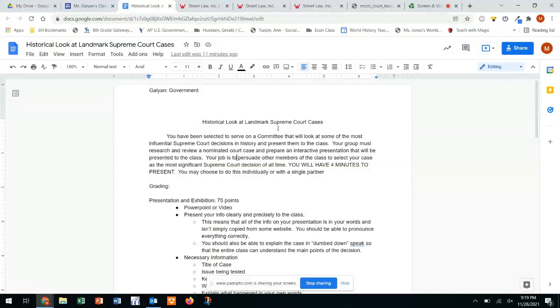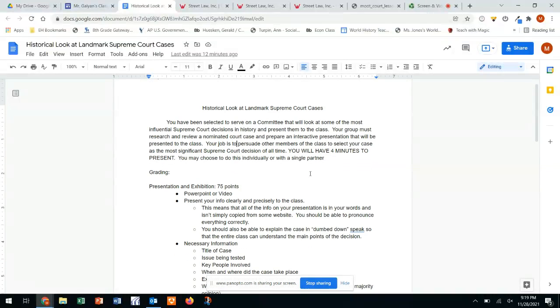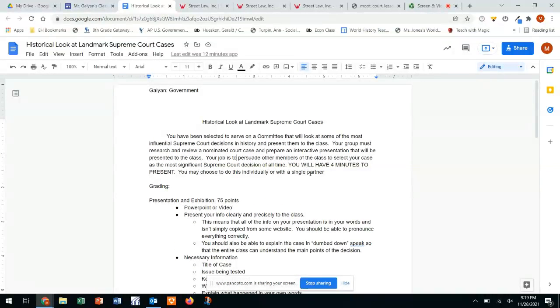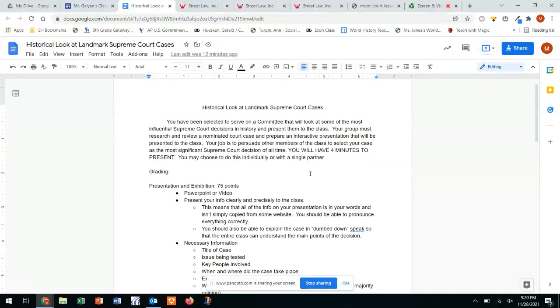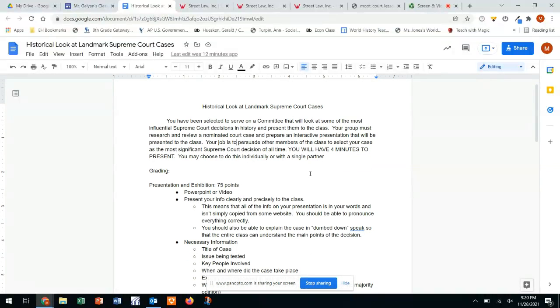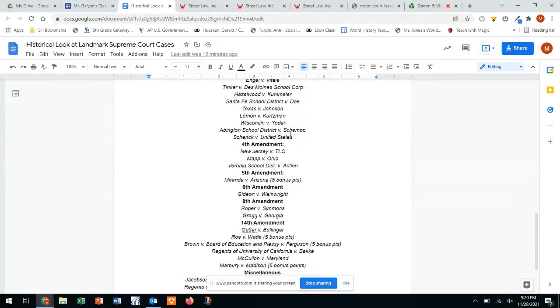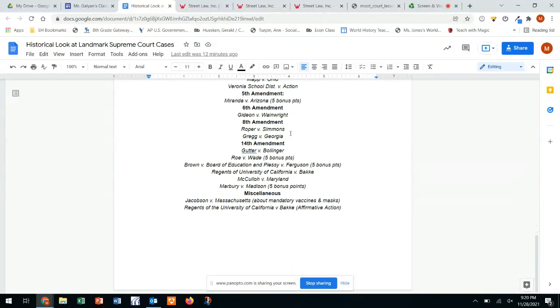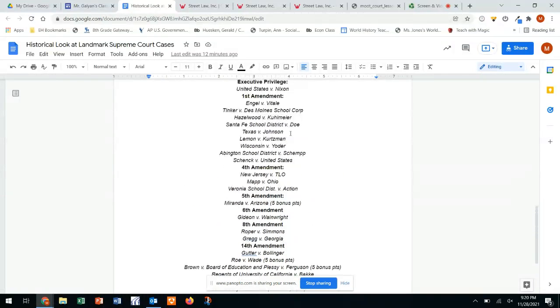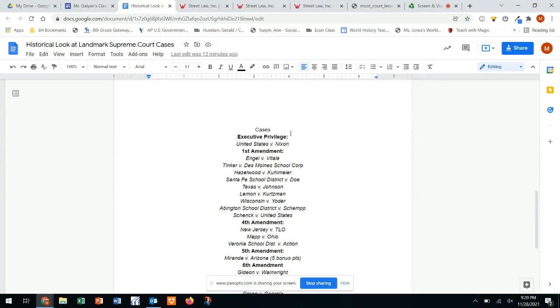So, the most people that can be in a group is two. So, just be aware of that. You can have a max of two people working on this. So, you are going to pick a Supreme Court case. And this document here is on my website, and I put it on Google Classroom as well. You're going to pick a Supreme Court case, and you can pick any case, but I have put at the bottom of this a whole list of very, very famous cases that you're going to be able to find tons of information on.